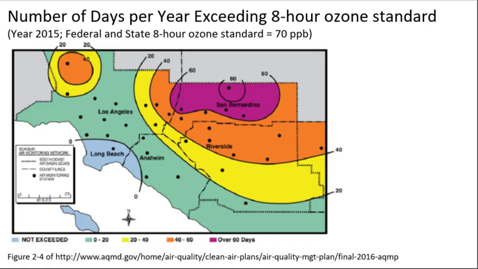The situation in year 2015 across the LA Basin in terms of compliance with the 8-hour ozone standard of 70 parts per billion is shown on this graphic. Shown on the map are shadings of the number of days during 2015 when the 8-hour standard was exceeded. The black dots on the map are monitoring stations across the LA Basin where compliance with these ambient air quality standards are checked.